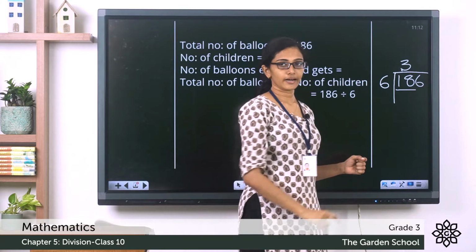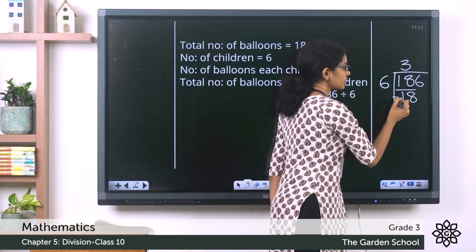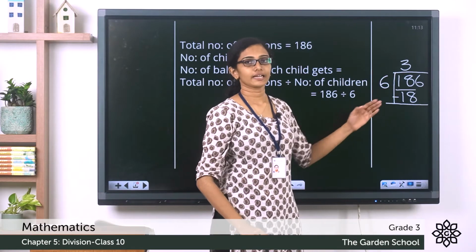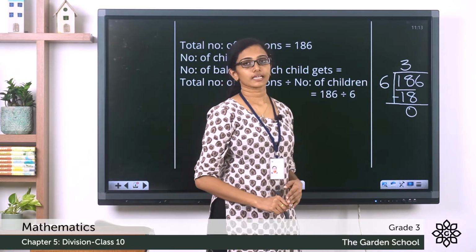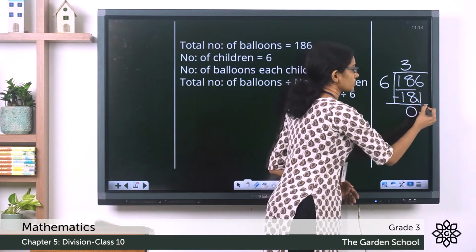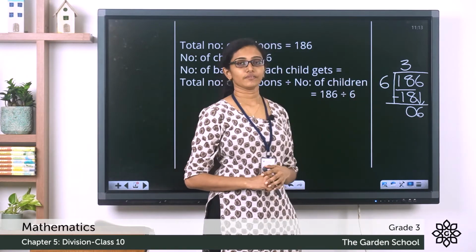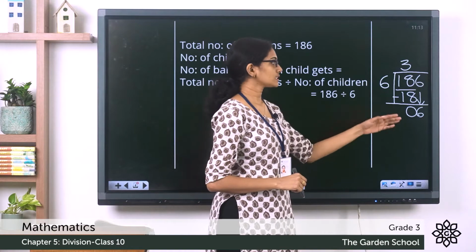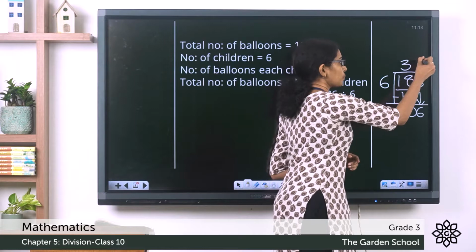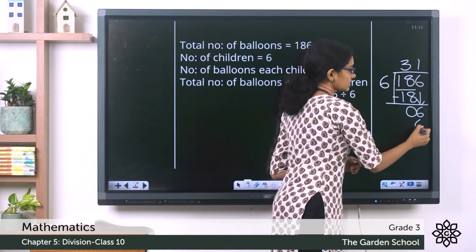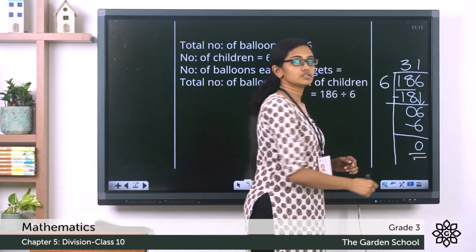Let's write that 3 over here. 6 threes are 18. We write that 18 here. Then we subtract the numbers. 18 minus 18 is equal to 0. Now let's bring down the next digit, the ones digit. So that is 6. Now we have to divide this 6 by this divisor, which is 6 itself. So 6 divided by 6, a number divided by itself, is equal to 1. 6 ones are 6. We subtract the numbers, 6 minus 6, and we get 0.